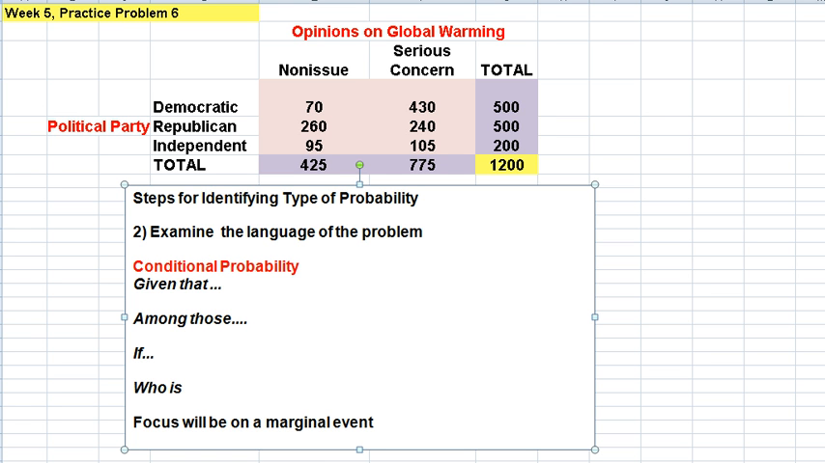The second step is to examine the language of the problem. In conditional probability, we look for words such as given that, among those, if, who is. These words will push us towards a marginal event. They focus on a marginal event, which is a single trait or a single event. And as we know, in my tables, they're shaded in purple.